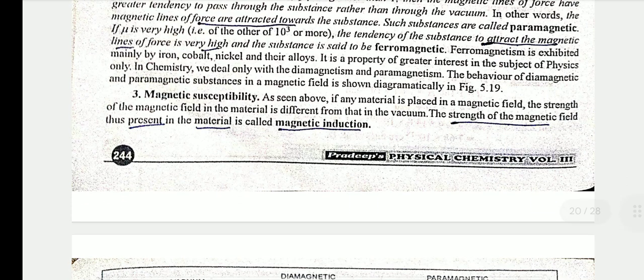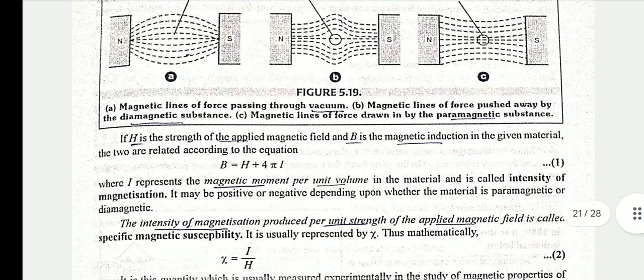Magnetic susceptibility. If any material is placed in a magnetic field, the strength of the magnetic field in the material is different from that in the vacuum. The strength of magnetic field thus present in the material is called magnetic induction. If H is the strength of the applied magnetic field and B is the magnetic induction in the given material, the two are related according to the equation B = H + 4πI, where I represents the magnetic moment per unit volume in the material and is called intensity of magnetization. It may be positive or negative depending upon whether the material is paramagnetic or diamagnetic.